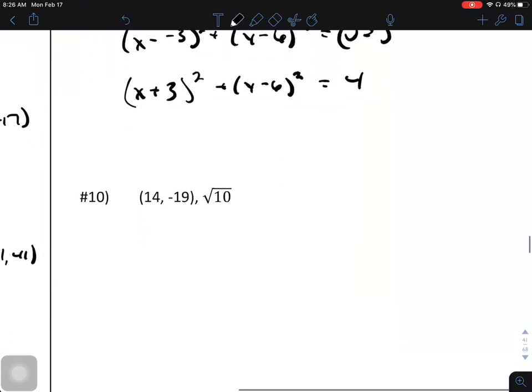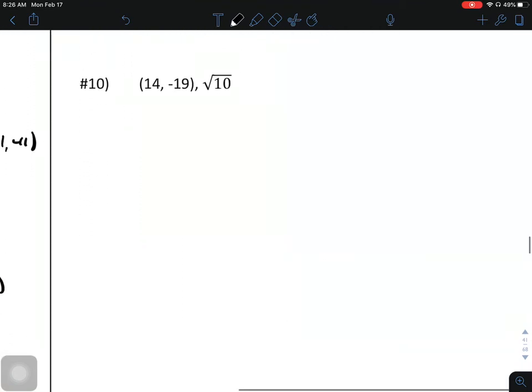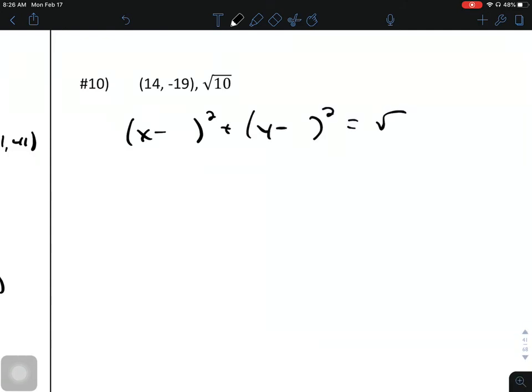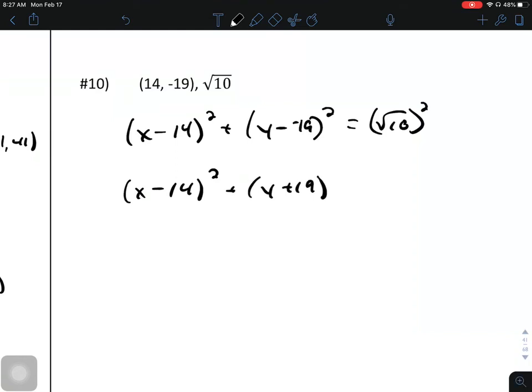Last example of this type. We have x minus a number, quantity squared, plus y minus a number, quantity squared, equals the radius squared. So this is y minus a -19 and x minus 14. It's going to be x minus 14 quantity squared plus y plus 19 squared equals 10.